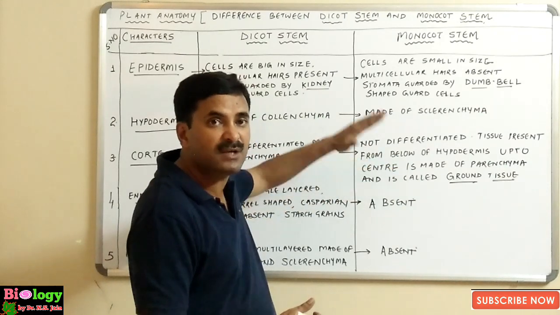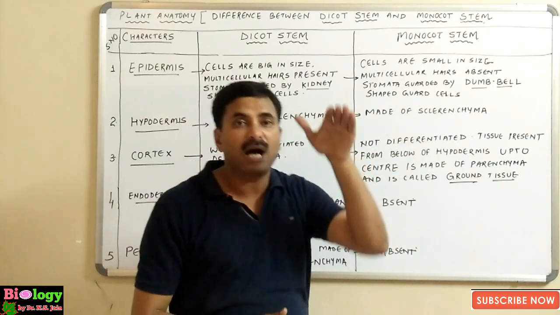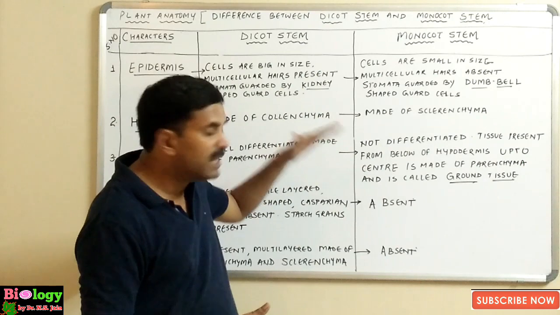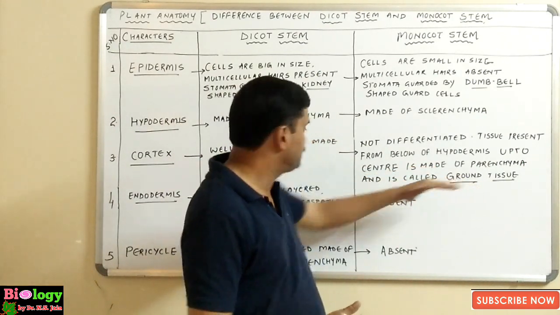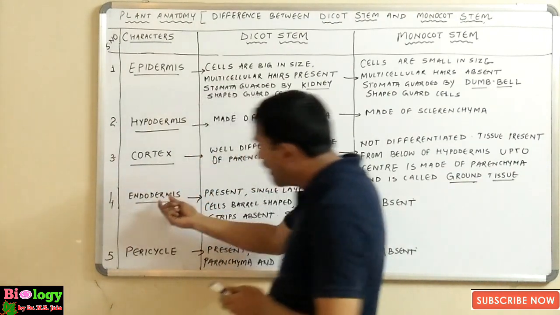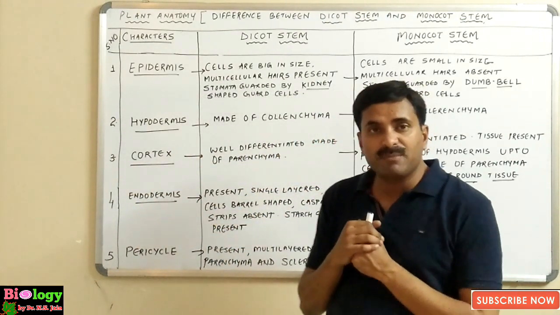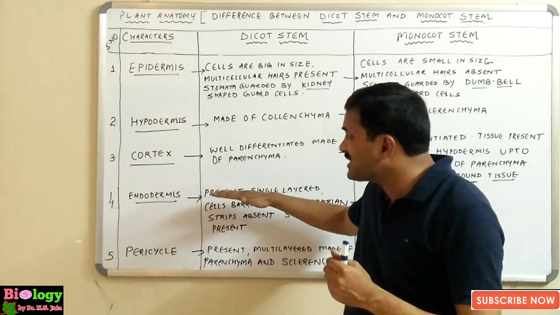The tissue present from below the hypodermis up to the center of the stem is made up of parenchyma, and this is called the ground tissue. Now the next part is known as what? The endodermis. Now endodermis is present here.